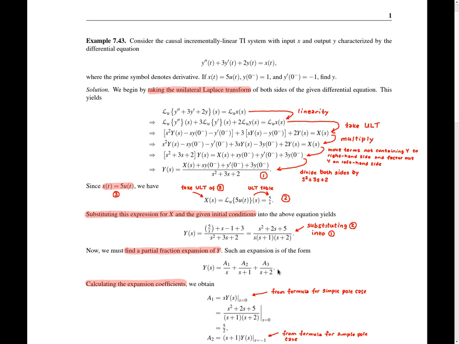So now we need to compute the partial fraction expansion coefficients a1, a2, and a3. First, we compute the coefficient a1. This coefficient is associated with the simple pole. Therefore, we use the formula for computing a partial fraction expansion coefficient that's associated with the simple pole. Doing this and grinding through the arithmetic, we obtain a value of 5/2.